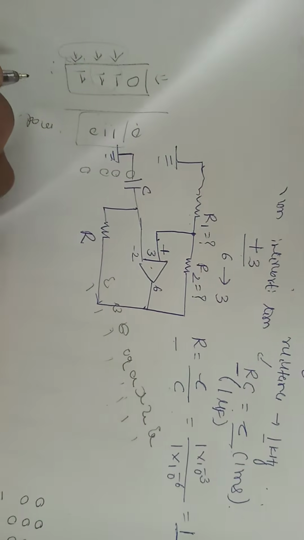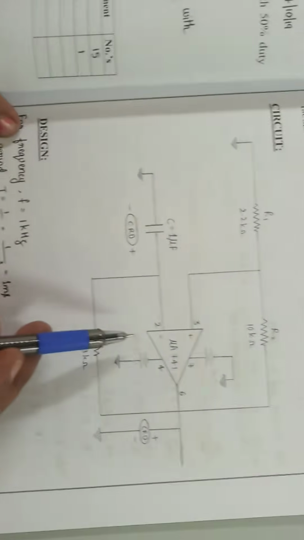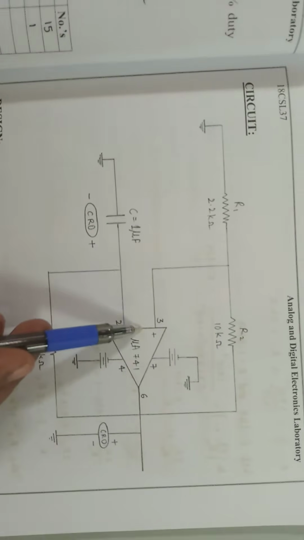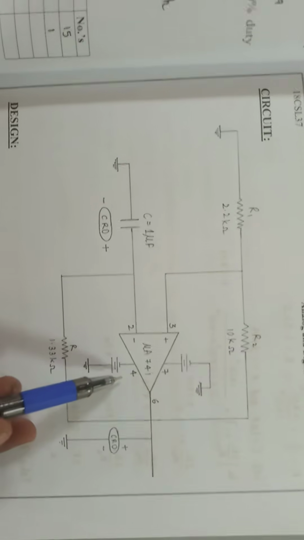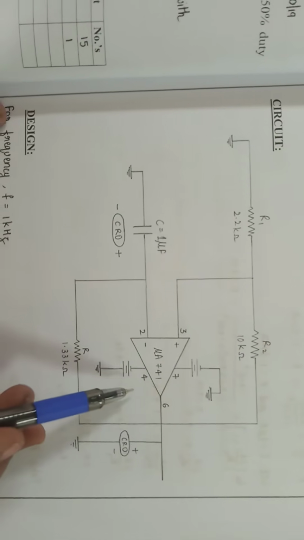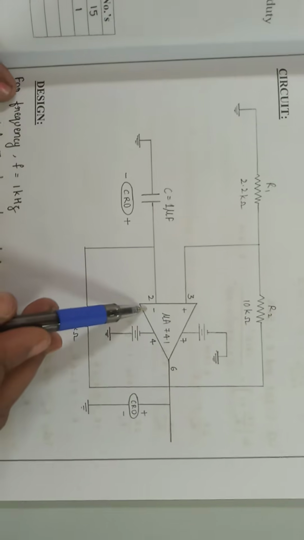Okay, let me go to the detailed calculation part. For this calculation we are drawing the diagram. The diagram has three parts, as I just told. This is an op-amp, which is an 8-pin IC. Pin number 1 is the offset, which we do not connect, and pin number 2 is the inverting terminal.